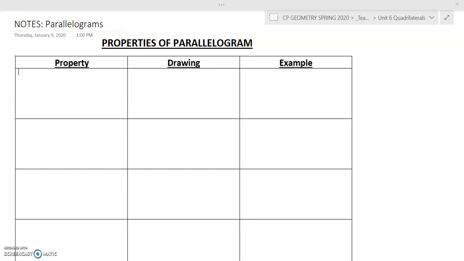Hey guys, today we're going to talk about properties of parallelograms. Obviously, we know parallelograms are quadrilaterals, and in moving into the unit of quadrilaterals, we're going to first talk about the definition of a parallelogram. Our first property is the definition of a parallelogram.